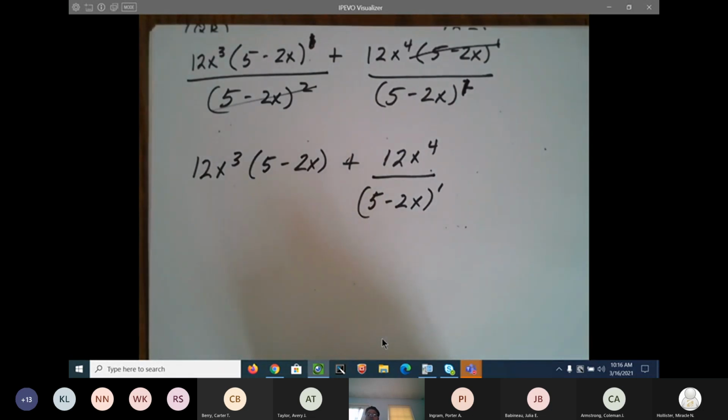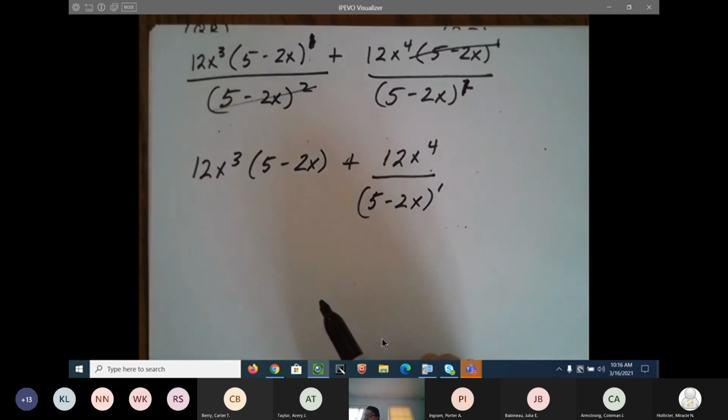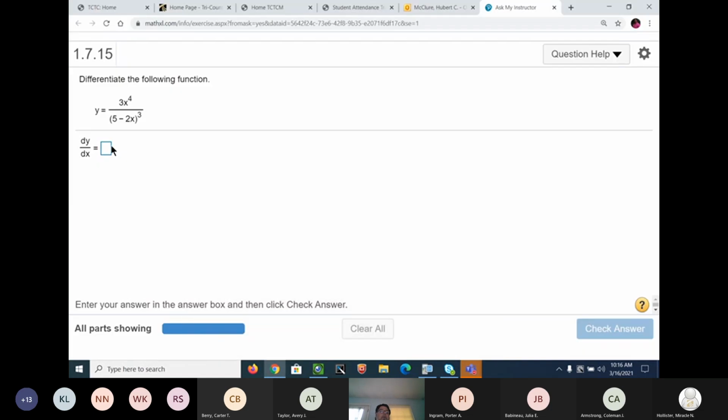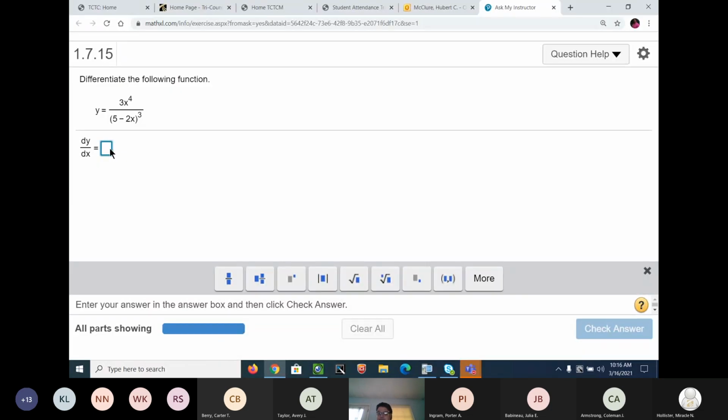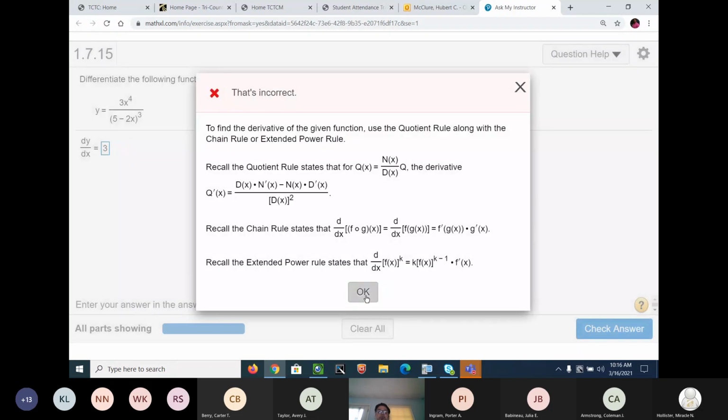So I don't know if they want you to keep going. We could keep going here. I don't see us getting anything that cancels. So let's see. I don't know what they got. Let's see what they got. I'm just going to hit 3 and let's see if we're going toward the right answer. They use the quotient rule.